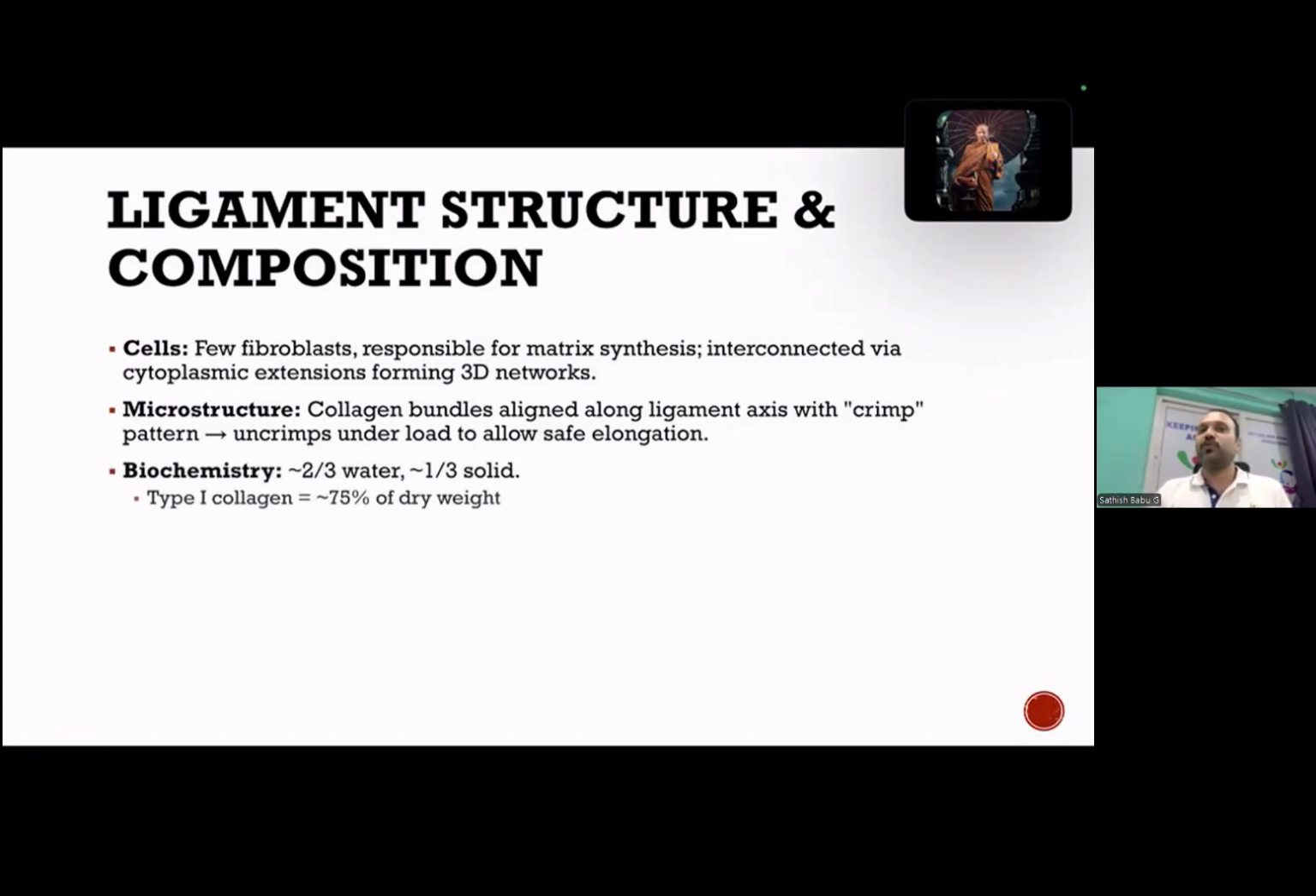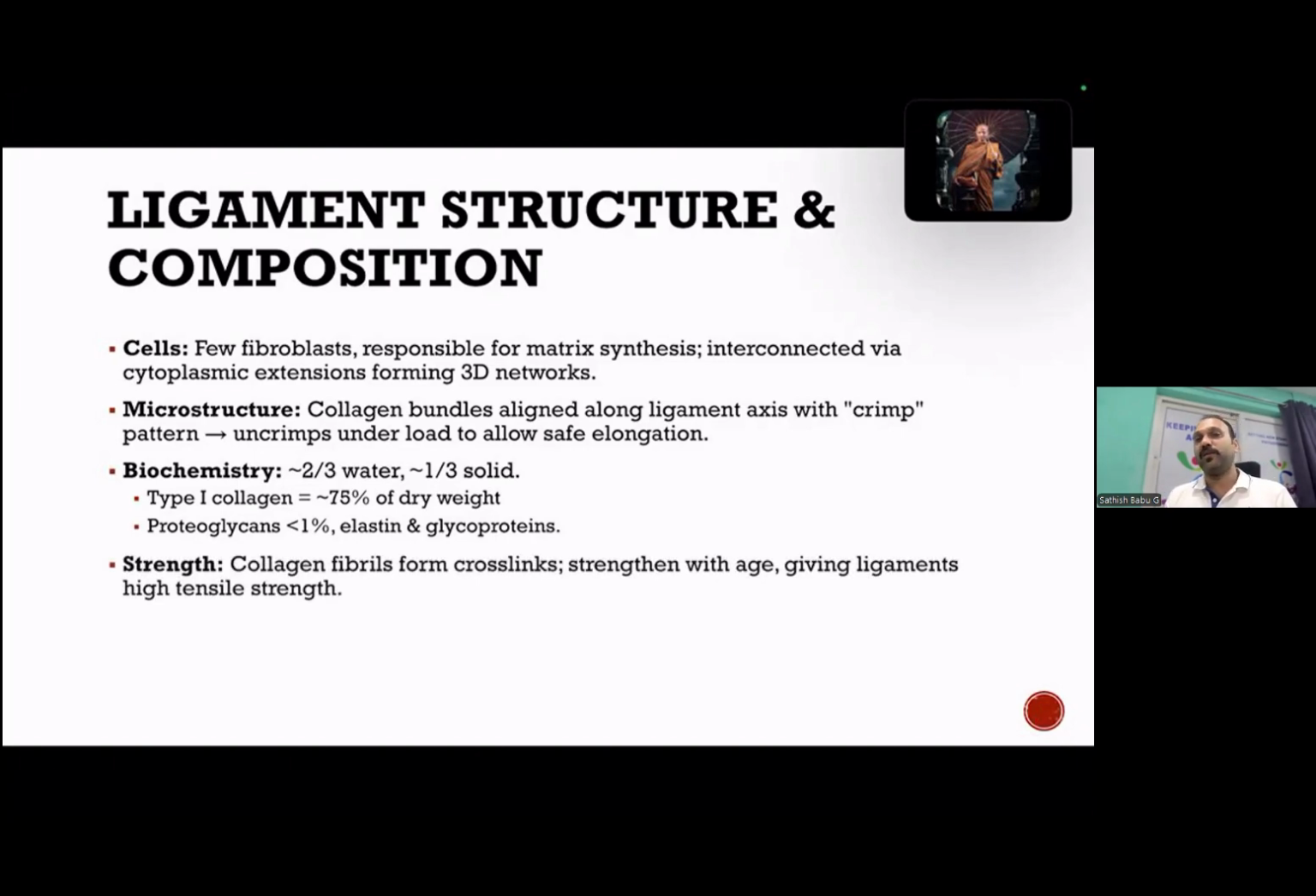So, biochemistry: two-thirds of the ligament is primarily water, and one-third is solid substance. In that solid substance, type 1 collagen is 78% of the dry weight of the ligament. And then proteoglycans, which are less than 1%. Primarily, it is elastin and glycoproteins. Glycoproteins, proteoglycans, we call that.